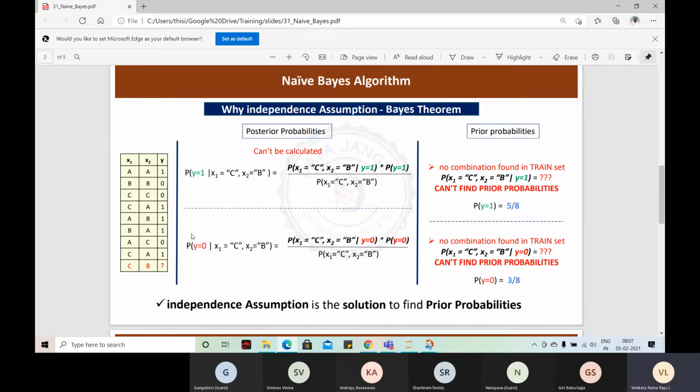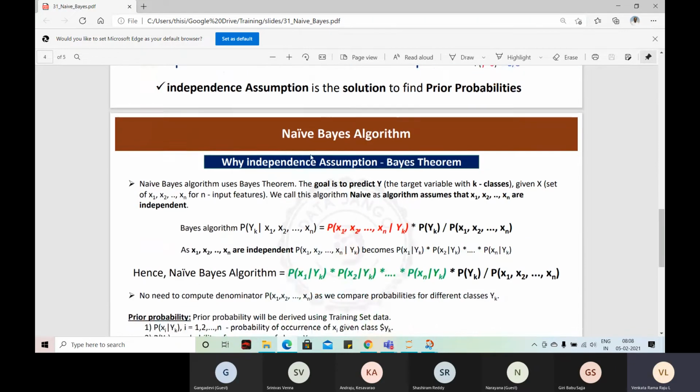Now, I think Narayana was trying to point out the same thing. Even in tree-based algorithms, when the combination is not present, we will not be able to predict, or we may predict, but that may not be right. So what we are doing is taking subsets, building many trees, making decisions, and taking the combination of all those results. Like that, here also we are trying to find a way to predict the outcome, because there is no way to calculate probabilities when the combination is not present in the train set.